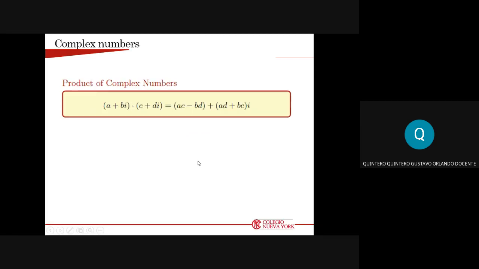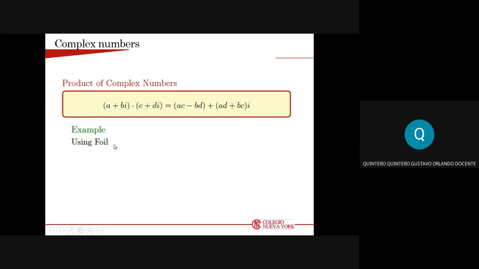All right. How about multiplication? Can we multiply products? Can we multiply complex numbers? Yes, we can. Here, we have one complex number multiplied by another complex number. How do we do that? We are going to use FOIL.